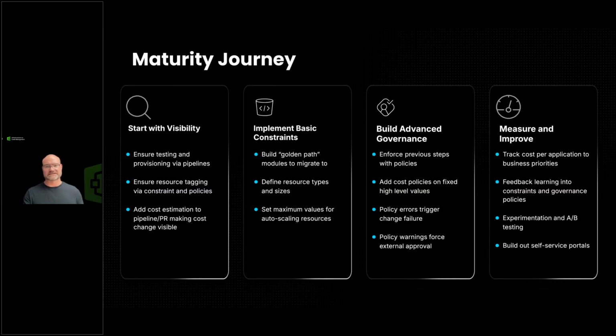There are more complicated cases here that I've also seen, like indicating whether or not approval is required by some other budget holding authority if things have gotten too far. And then I guess the last bit is some of the stuff that's already been going on: track these costs per application and business priorities, feed your learning back into the various constraints and governance policies, and start maybe some experimentation with A/B testing. It's being made a little bit easier with the infrastructure as code approach.